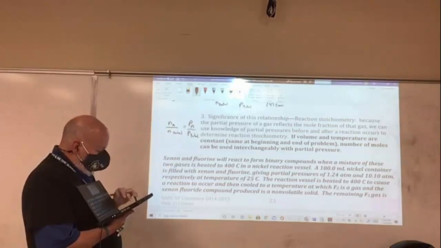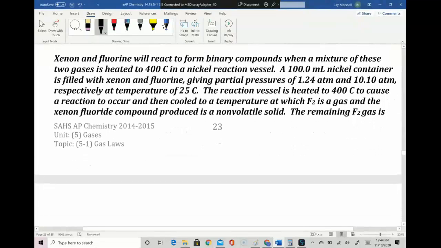And this is really a seriously difficult problem, this problem here. Xenon and fluorine will react to form binary compounds. What's a binary compound? It has two parts to the compound. Yeah, so compounds that have xenon and fluorine in them, right? So we don't know what the subscripts are yet, but we're going to use our understanding of mole fractions and partial pressures to help us out here. Again, remember, n_A over n_total equals P_A over P_total.